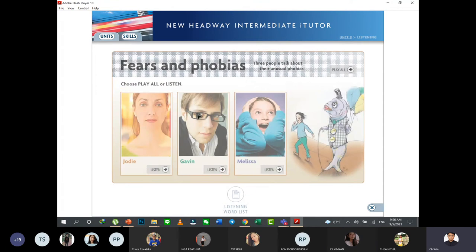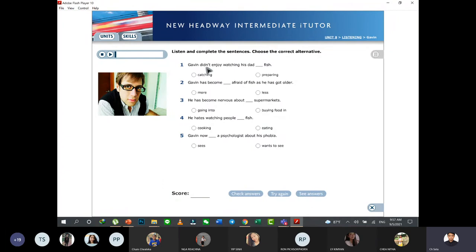Okay, now let's go to this one. Gavin. So Gavin threw a fall here. Let's do it together without listening. Gavin didn't enjoy watching his dad. What is it? Catching fish or preparing fish?